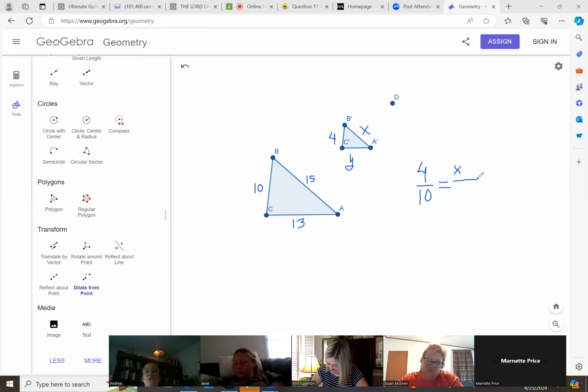Yes, okay, thank you. Fill in the proportion for me. I have 4/10 would equal X over what? 15, because it's a corresponding side. BA under dilation became B prime A. And then setting up the other proportion, our scale factor is still 4/10, or you can write it as 2/5, equal to Y over 13.